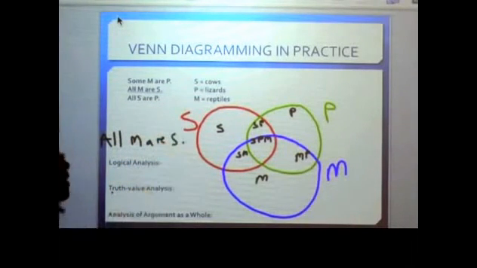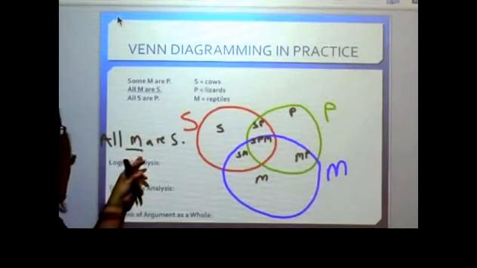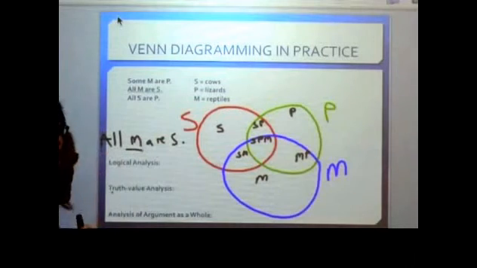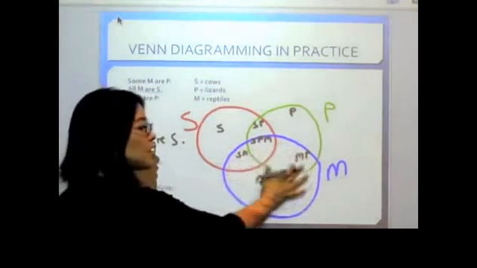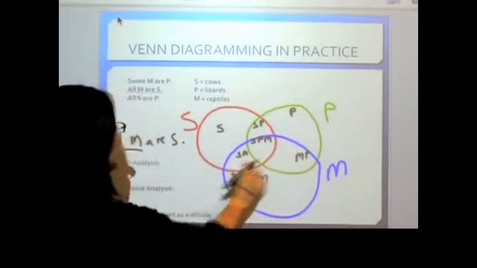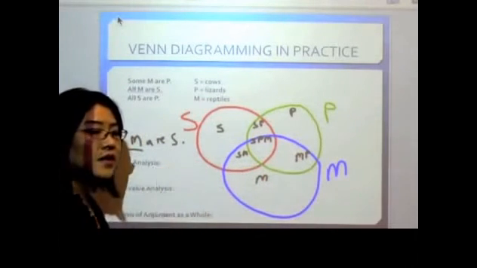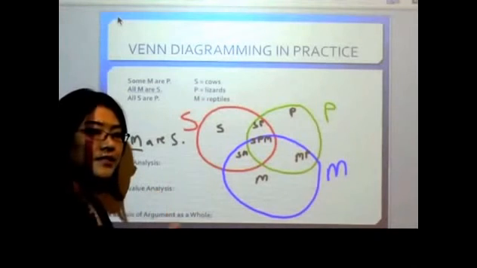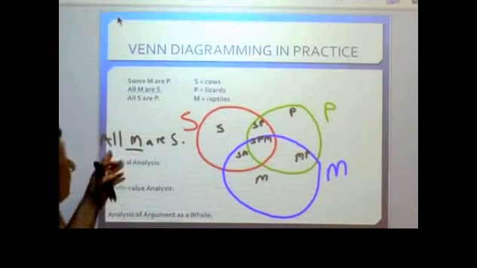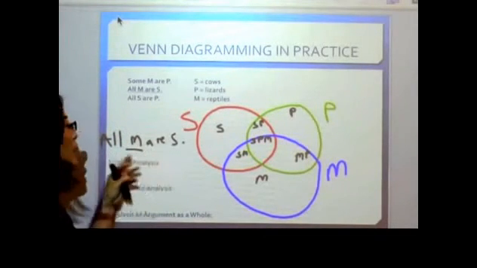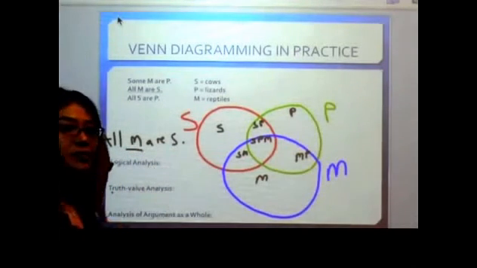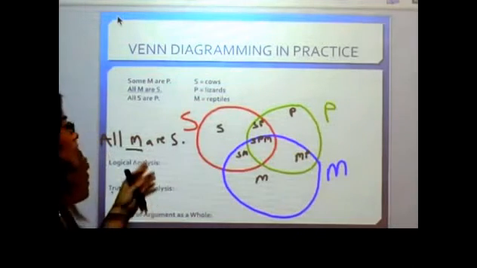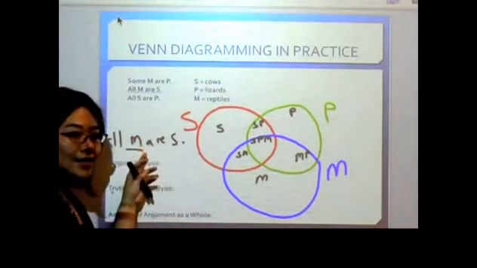We're going to locate the circle that represents the subject term of the statement we are diagramming, which in this case is the M circle, and we're going to do all our work in that area. Because it's a universal statement, we shade everything that cannot possibly exist according to that statement. All M are S states that everything that is an M is an S. So what cannot possibly exist are all those things that are M's but not S's.